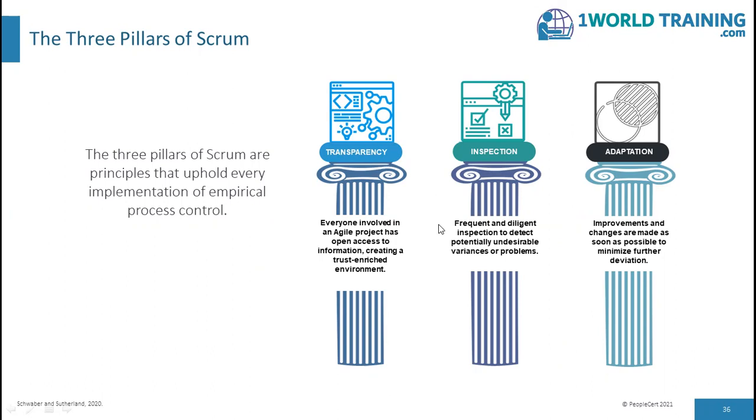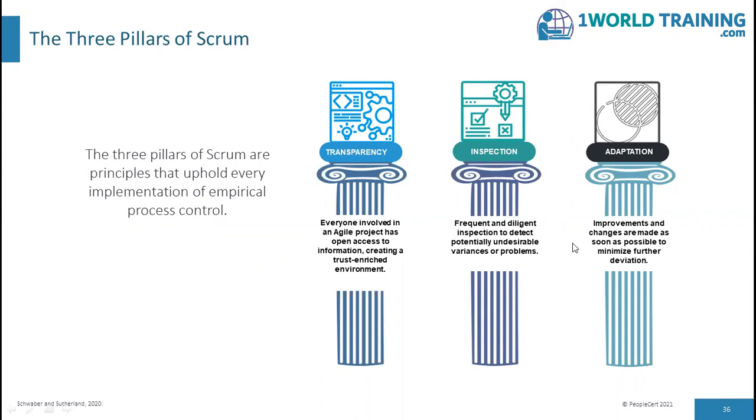Inspection: frequent and diligent inspection to detect potentially undesirable variances or problems. The Scrum artifacts and the progress towards agreed goals must be inspected frequently and diligently to detect potentially undesirable variances or problems. To help with inspection, Scrum provides cadence or a rhythm in the form of its 5 events. Inspection enables adaptation. Inspection without adaptation is considered pointless. Scrum events are designed to provoke change.